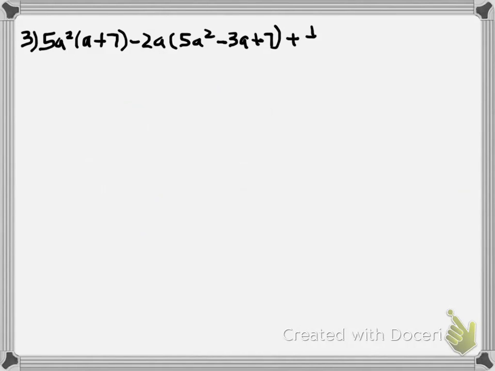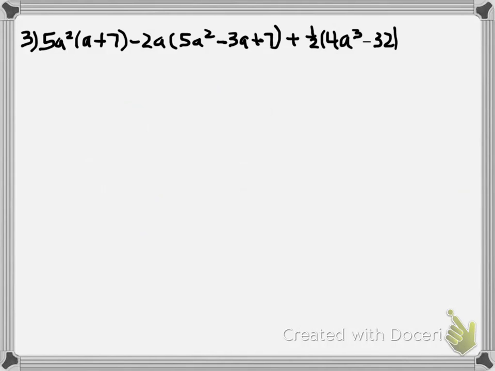And this one has a couple different things going on. So we have 5a squared times the quantity a plus 7. We've got minus 2a times the quantity 5a squared minus 3a plus 7. And then we're going to add to that 1/2 times the quantity 4a cubed minus 32. All right, so we've got 3 sets of distributing going on, one with a negative, lucky us, and then we're going to look for like terms.